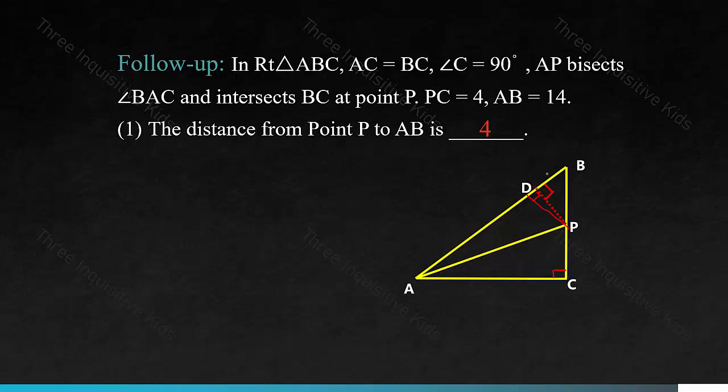Why, do you ask? Well, they're actually trying to trick you. If you look, PD and PC are actually equal. If you extend AC a little bit and AB a little bit, you're left with an angle that is bisected. And AP is the angle bisector. So PD is also 4.